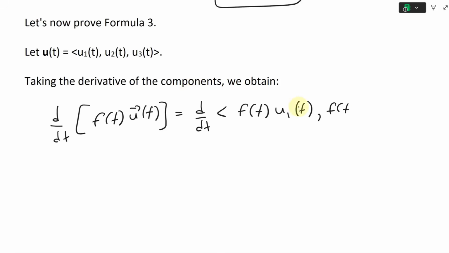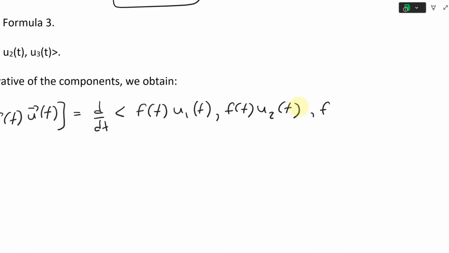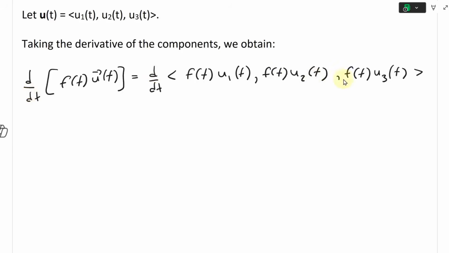So this is f(t)u1(t), then f(t)u2(t), and lastly f(t)u3(t), like that. Here I quickly paused and shrunk it, as per usual, to fit it all in one line. Now for the next part, we just put this d/dt inside each of these components.